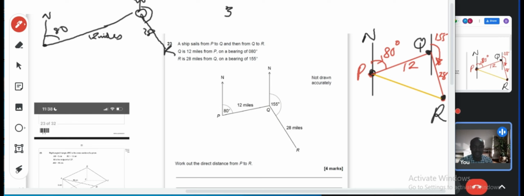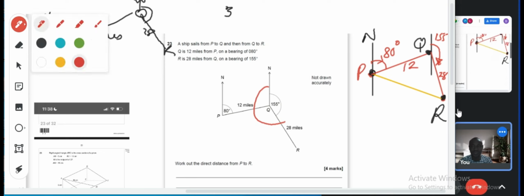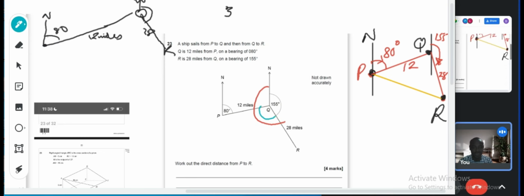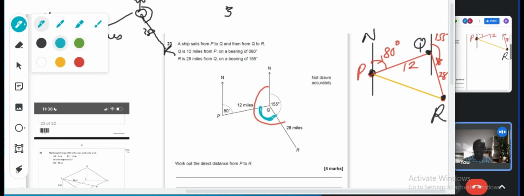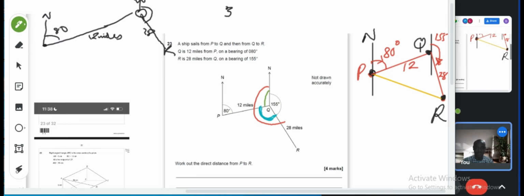360 take away 155 will give you this whole place. But that's not all that we need, but it's part of what you will do. Remember, what we need is just this angle, the one I drew in blue. Oh, do you take away 80 as well? The one I'm going to draw in green is not necessarily 80. So you need to find out what that one is.